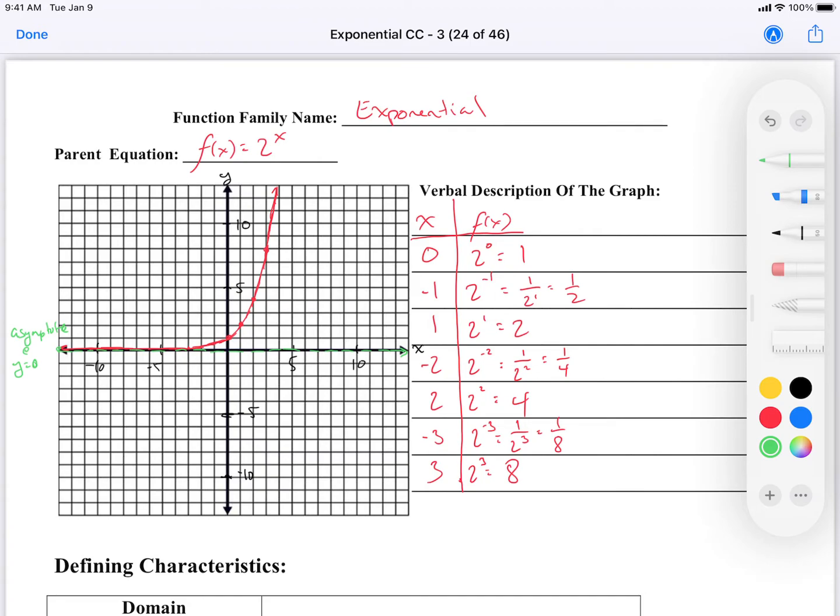So for the verbal description of this graph, you can tell me anything that you want about it. You might say something like this looks like a ramp, or anything that helps you identify what this graph looks like. I may mention the asymptote in here, right? But now let's look at our defining characteristics, okay?